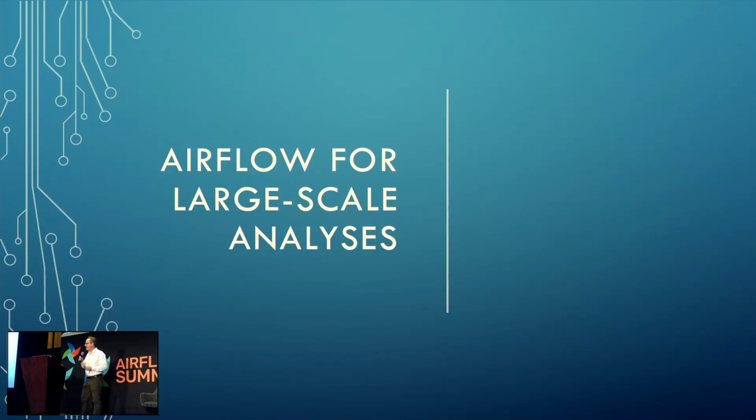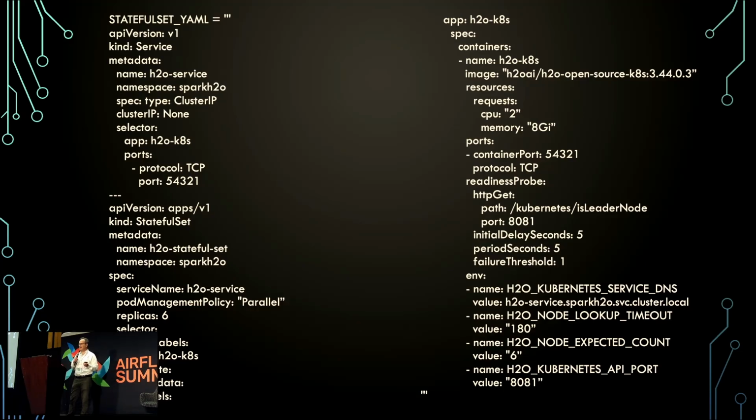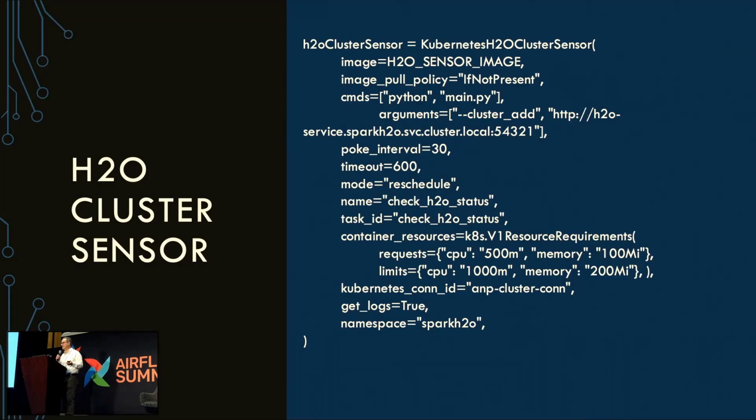And then finally, we use Airflow for large-scale analyses, and I think this is quite interesting. We'll use the Airflow process to deploy large-scale, ephemeral clusters that run in Kubernetes that the scripts can then attach to. So we use it to deploy Spark clusters and H2O clusters, and then we have the scripts attach to those clusters for the duration of the run, and then spin down those clusters at the end. To that end, we've written a cluster sensor that can then determine whether that cluster has come up, is healthy, and available for use.